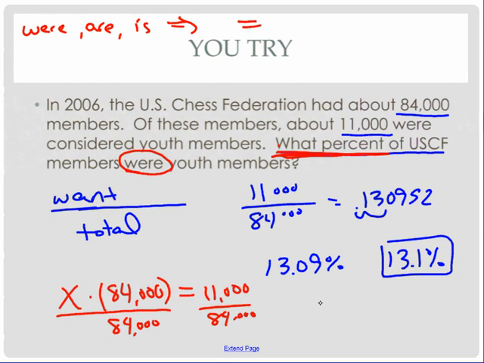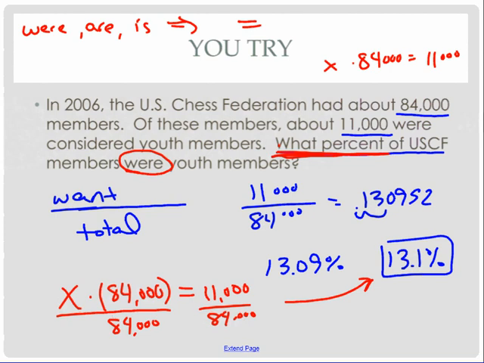You'll still get this 13.1%. And you might say, man, that's so much more work. It's really not. What percent, that's X, of, that means multiply, USCF members, okay, 84,000, are youth members, equals 11,000. With practice it becomes very simple to just set that up.